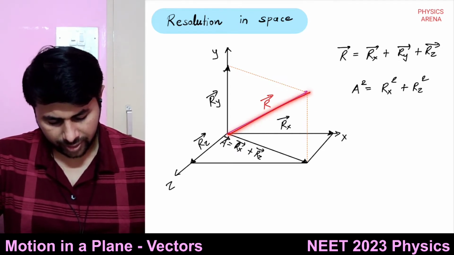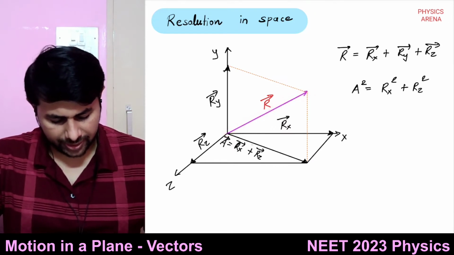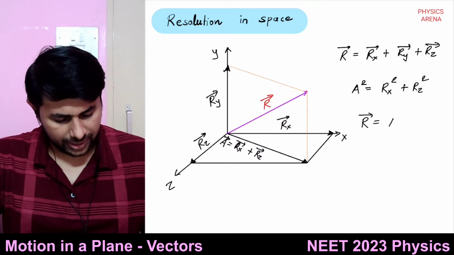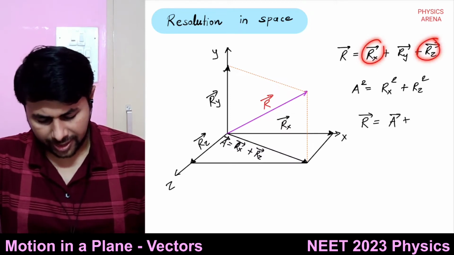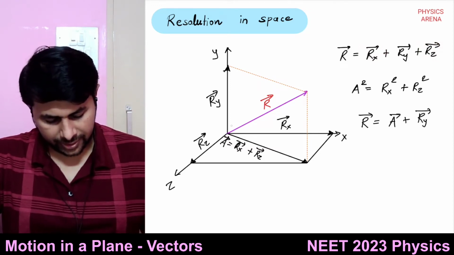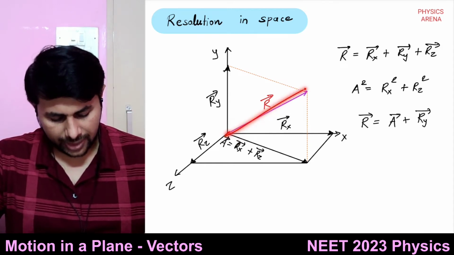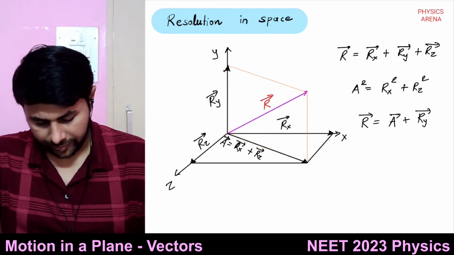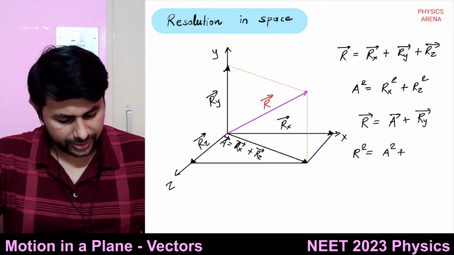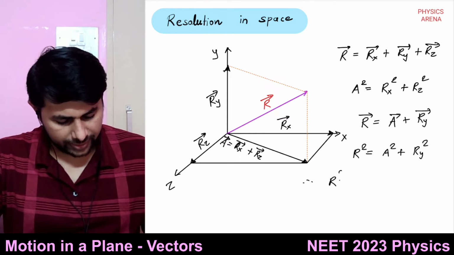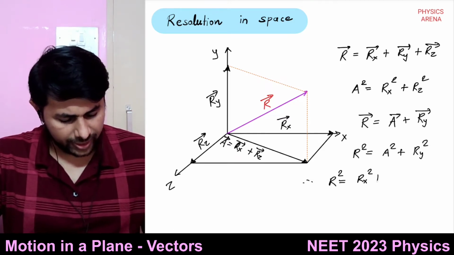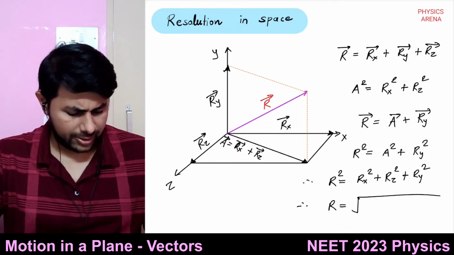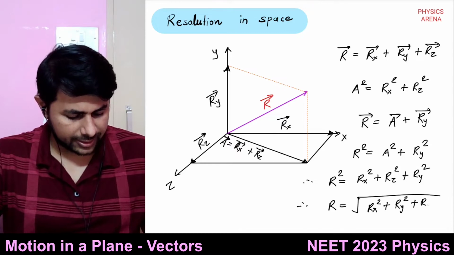Then here you can see R bar is equal to this A bar plus Ry bar. So R bar is equal to A bar, which is Rx bar plus Rz bar, plus Ry bar. And this angle is also 90 degrees. So R square is equal to A square plus Ry square. And therefore R square is equal to Rx square plus Rz square plus Ry square, and therefore R is equal to the square root of Rx square plus Ry square plus Rz square.